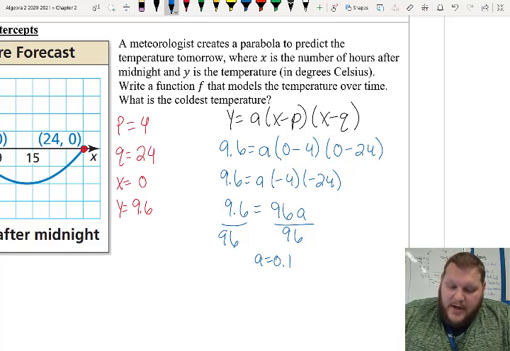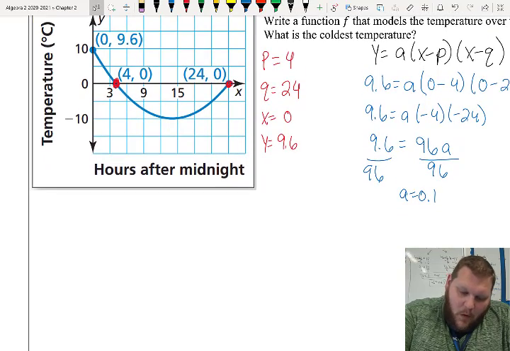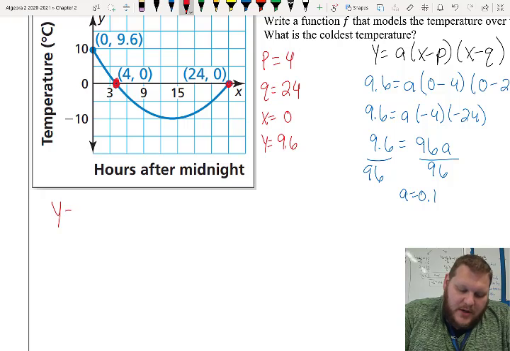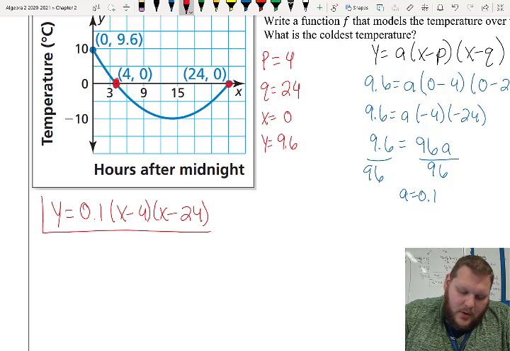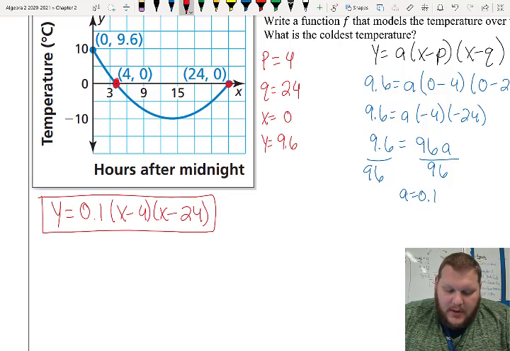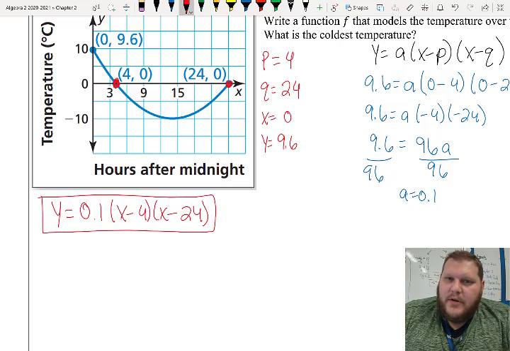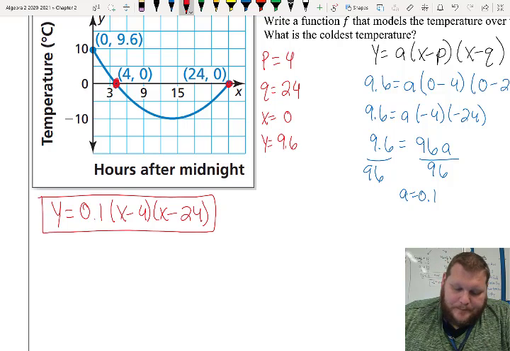So then, to write our equation, let's do it off to the side over here, in red. In our equation, we now know that a is 0.1, so y equals 0.1 times (x minus 4) times (x minus 24). That would be our equation for that function. Now, you don't have to combine it or put it in standard form or anything like that. As long as it's written in one of our 3 different forms, I'm okay with it being left that way.